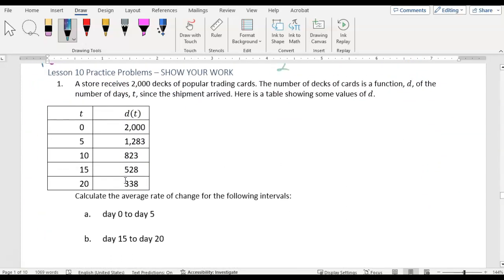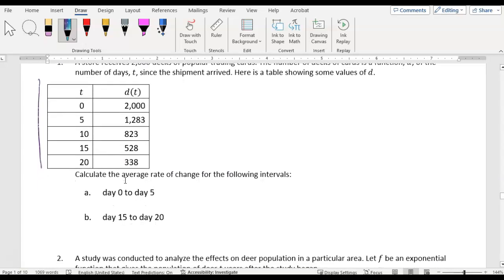All right, so let's look at the problems from this lesson. A store receives 2,000 decks of popular trading cards. The number of decks of cards is a function d of the number of days t since the shipment arrived. So as they sell them, the number that they have is decreasing, and this is the table of values. It says calculate the average rate of change for the following intervals.